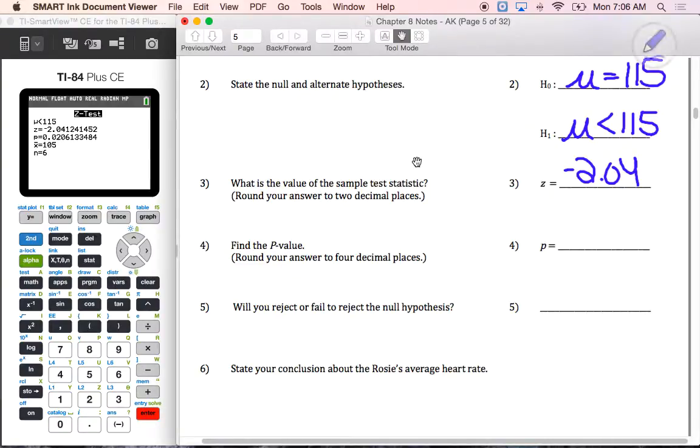Next, they want the p-value. So we want 4 decimal places: 0.0206. Now when they say reject or fail to reject, you want to compare your p-value with your alpha. P-value is always going to go on the left. Alpha is always going to go on the right. And our alpha was 0.01. Now 0.02 is greater than 0.01. So if it's greater than, we're going to fail to reject.